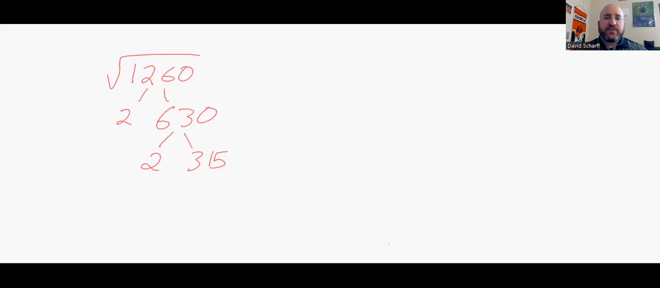Something has a factor of 3 if all the digits in the number add up to a multiple of 3. So 3 would work here in this instance. 3 plus 1 is 4. 4 plus 5 is 9. 9 is a multiple of 3. That's the rule for 3.